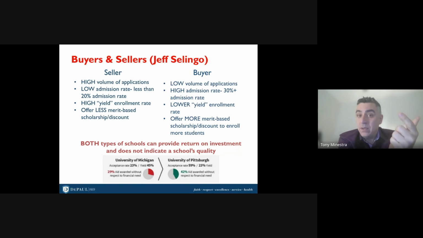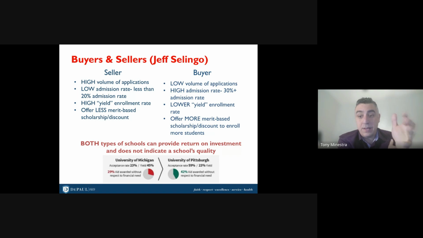Because of that, buyers will offer more merit-based scholarship, right? More discount to help enroll students, right? So think of it like a place that's going to offer like a sale at a retail space. That's to draw more customers in at a more attractive price point, okay? We'll give you a great example here at the bottom of the screen.